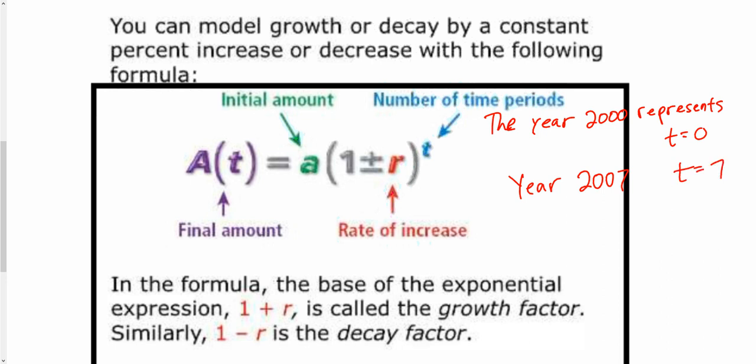Can you guys all figure out how I got that? T equals 0 is 2000, right? 2001 would be T equals 1. 2002 is T equals 2, and so on. So that's the first thing that I want to correct, because it happens all the time.